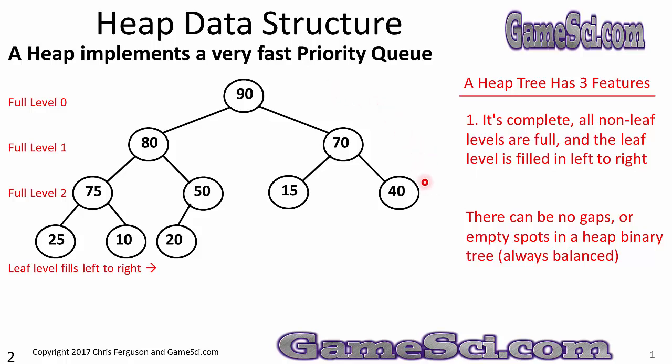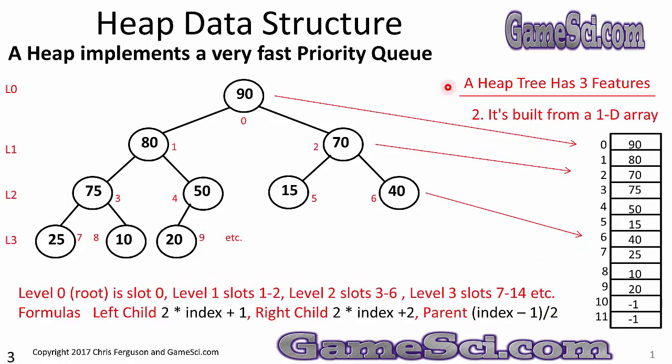All the non-leaf levels are full. The leaf level fills up left to right. As items are added to this heap, they will be filled in left to right. A heap tree has 3 features.